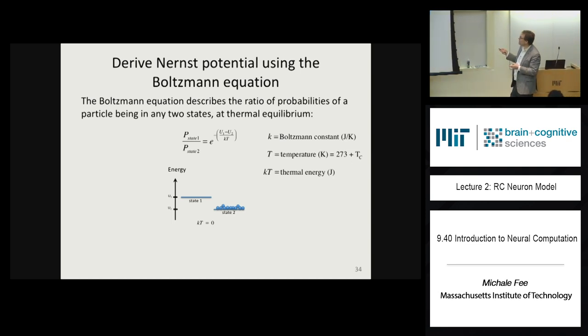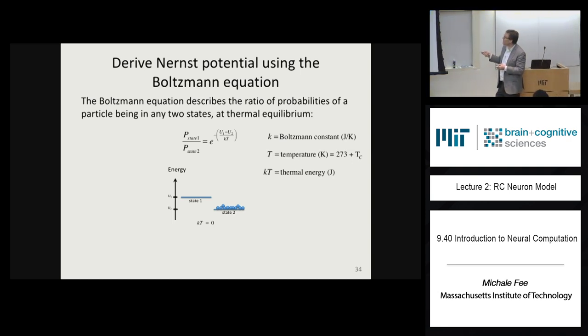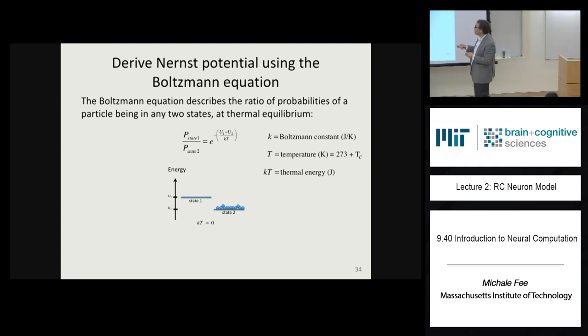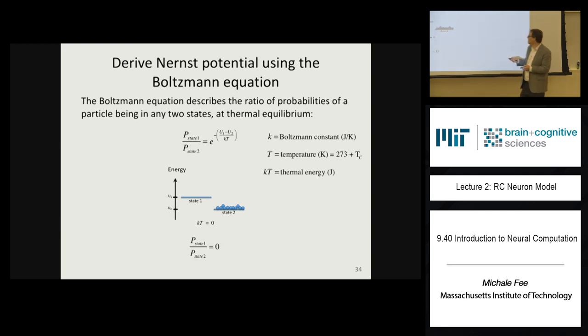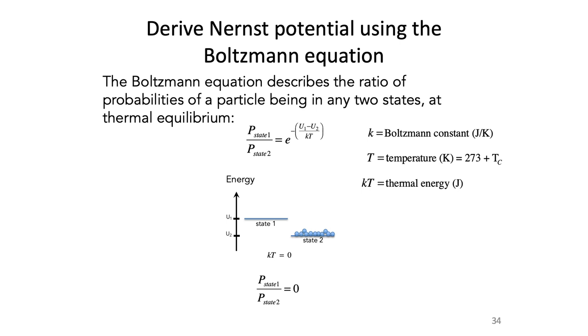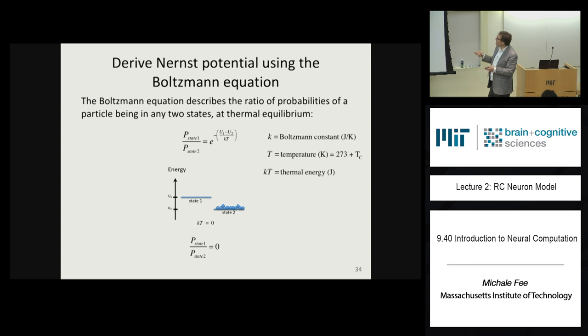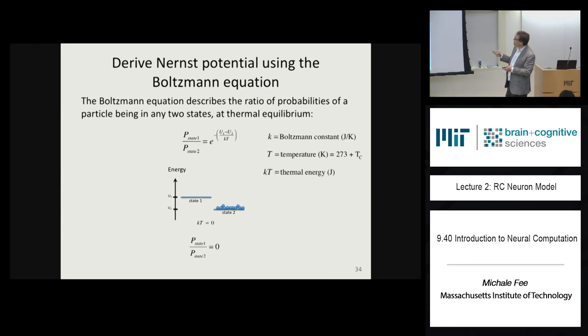K is the Boltzmann constant, T is temperature. This is the same kT that we talked about in the last lecture. Now, you can see if the temperature is zero, the particles are not being jostled. They're just sitting there quietly. They can't get into state 1, they just sit in state 2. So the probability of being in state 1 divided by the probability of being in state 2 is 0. If kT is 0, this is a very big number. E to the minus big number is 0.